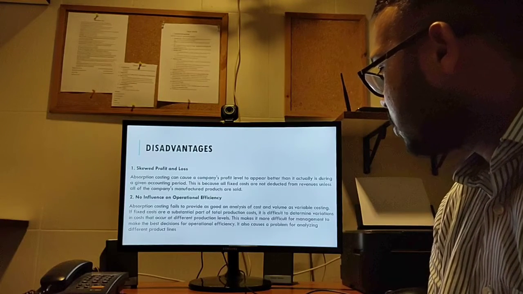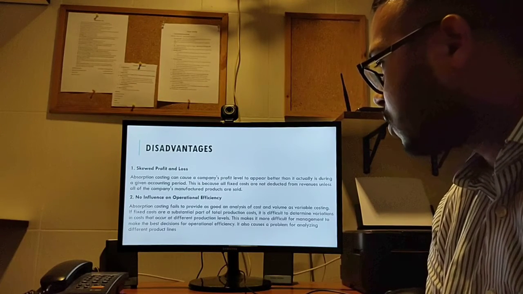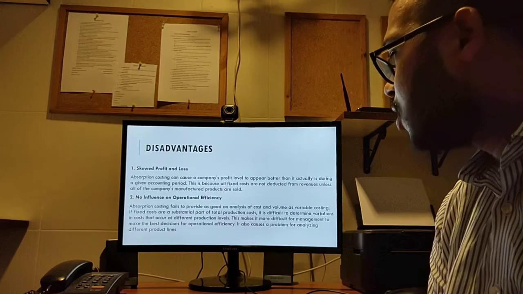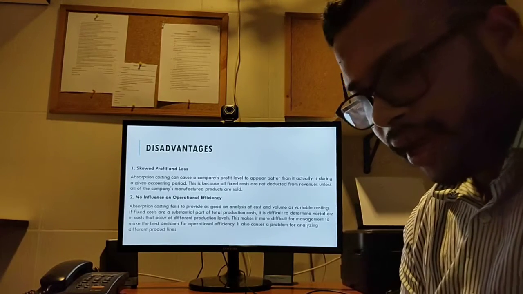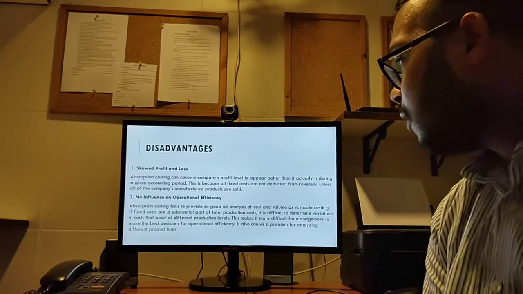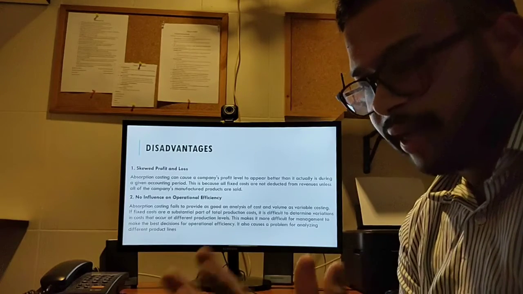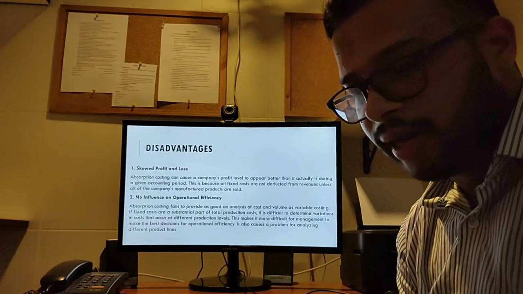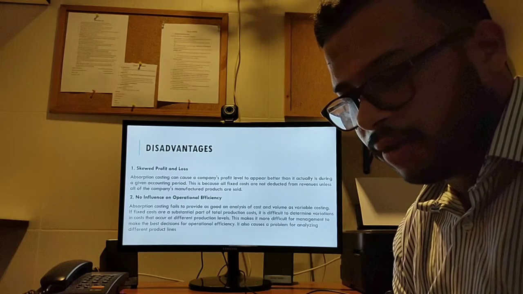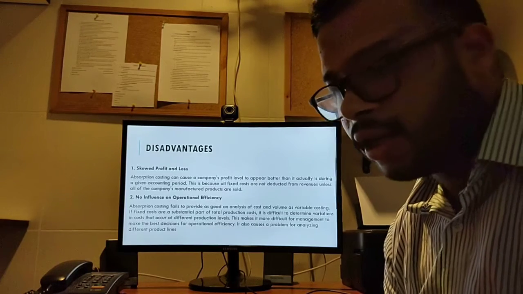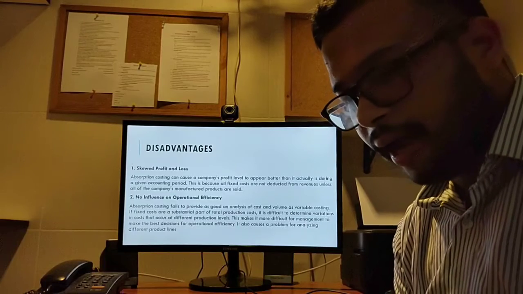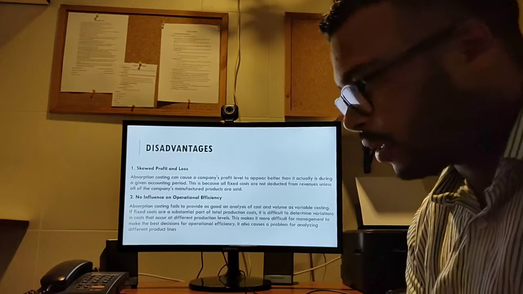Now it is difficult to determine variations in costs that occur at different production levels. With both your fixed and variable together, it becomes very hard to determine the variation in cost, because your entire thing is one. So you will not understand whether your variable costs are going good, or whether your fixed costs are going good. It's very hard to determine and break that down further once you have brought it together.